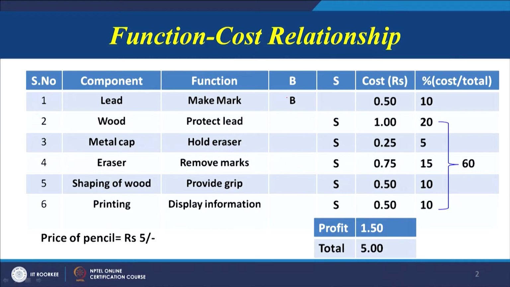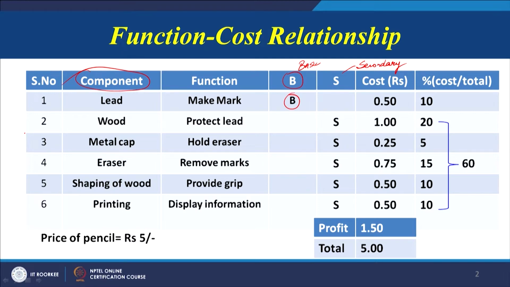So here we can see the basic cost distribution. There will be other components also, which we can write as miscellaneous, but if you see what the basic functions are, here we have a basic function. This B represents basic and this S represents secondary function. You can see that these are the components that are there in a lead pencil.